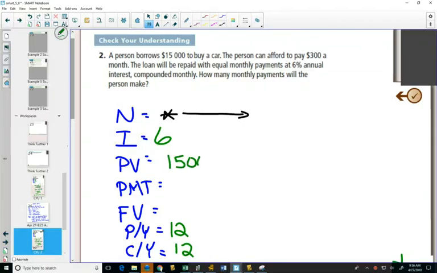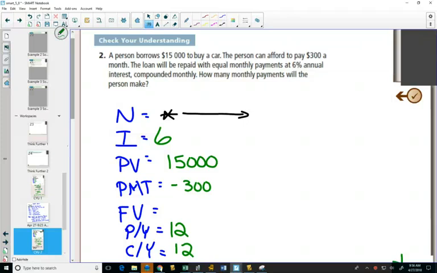So our present value is we owe $15,000. And it's positive because we've got the car. Anytime we get something, it goes in as positive. We're making payments of $300 a month. This will be negative because we're paying. We're taking money out of our pocket and giving it away. Anytime you deposit money somewhere else or give money away or make a payment, that will always be negative.